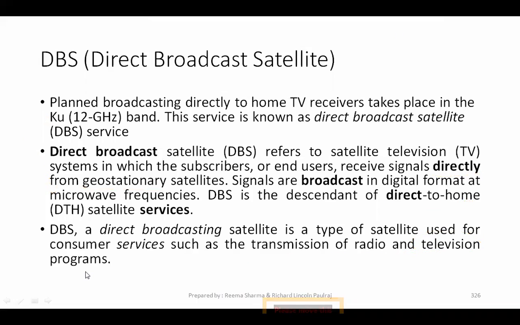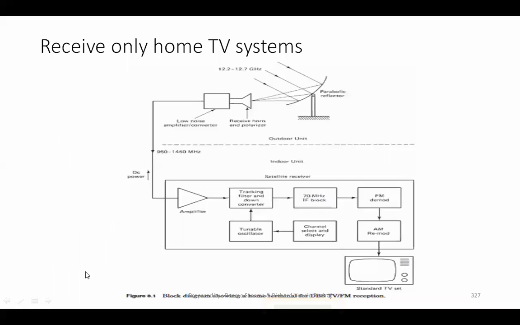So the next thing that we'll be looking into is the block diagram. Okay, so this talks about the receive only home television systems. So you can see that in the block diagram, this is the antenna that we normally place on a terrace, right? And this is called a parabolic reflector, and the range used is about 12 gigahertz. So you can approximate it to about 12.5 gigahertz. Then you will have this receive horn.